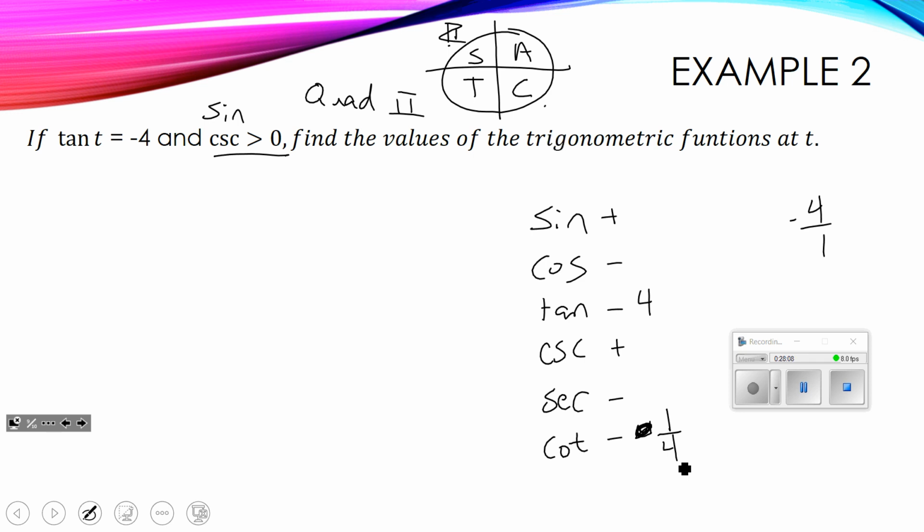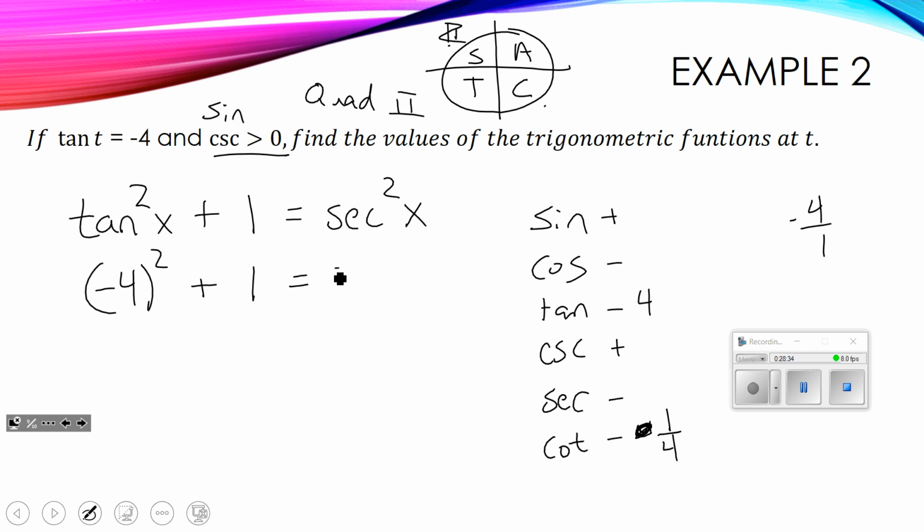And so we know tangent squared x, and I'm going to use x instead of t. You can use t, you can use whatever you want. I like tangent squared x. Okay, tangent squared x plus 1 is equal to secant squared x. So my question is, because I know the tangent squared x, can I plug in -4 here? What will I be able to solve for? I will be able to find secant. So when I square that, that gives me 16 plus 1. So this is 17 equals secant squared x.